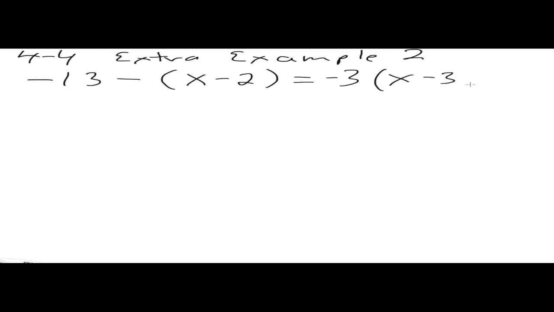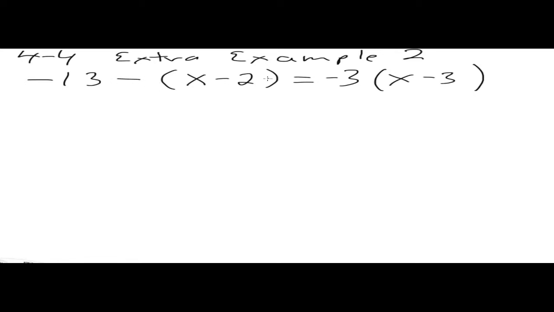Negative 13 minus x minus 2 equals a negative 3 times x minus 3. And that's it. So negative 13 minus x minus 2 equals a negative 3 times x minus 3. Now when we're dealing with this, this is as though we have a 1 here. This is minus a 1 times all of this.